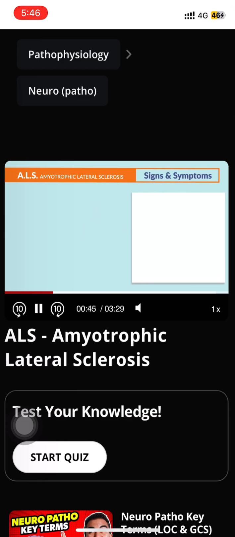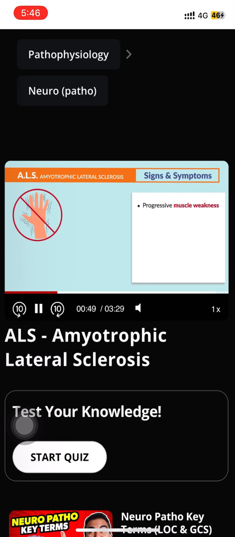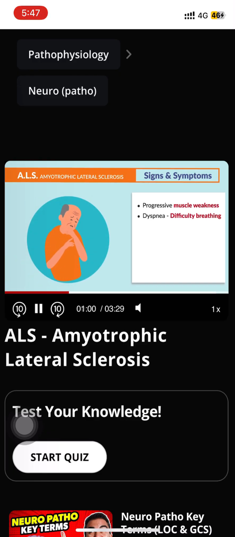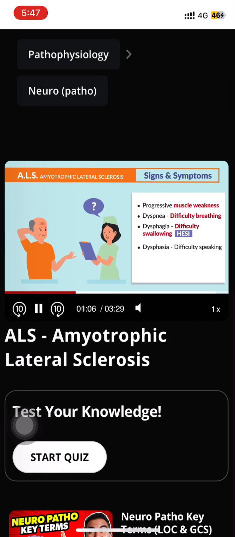Now, for the signs and symptoms, we have progressive muscle weakness, not a resting tremor. That's with Parkinson's disease. So just think ALS, we have all the muscles stopping over time. And then we have dyspnea, that difficulty breathing, and dysphagia, that difficulty swallowing, as mentioned by the HESI, and dysphasia, that difficulty speaking. So try not to get confused with the G's and the S's there.